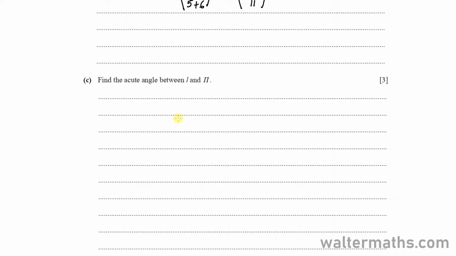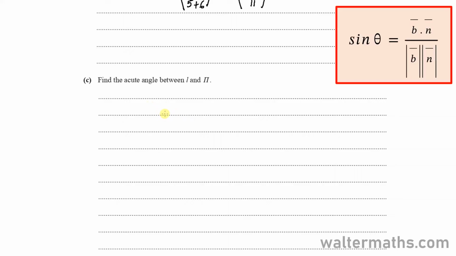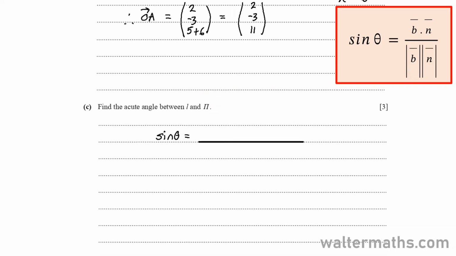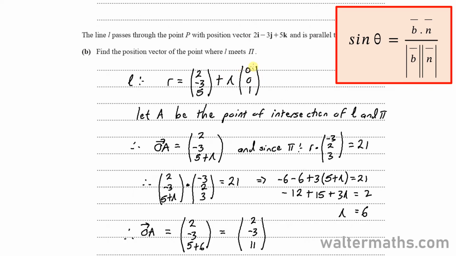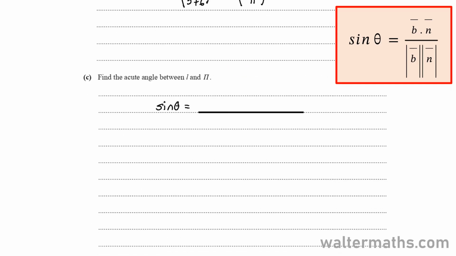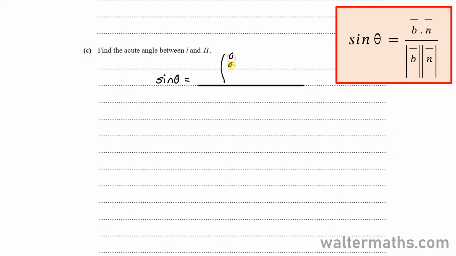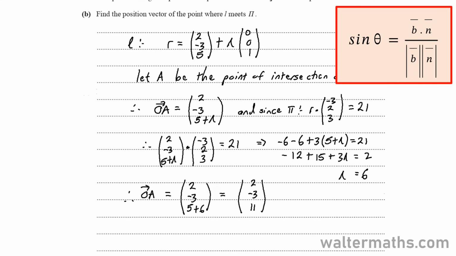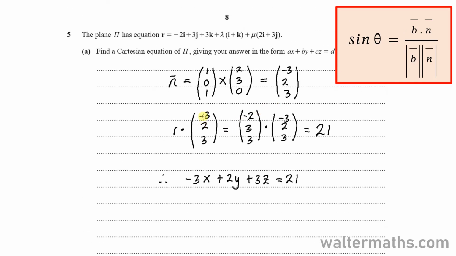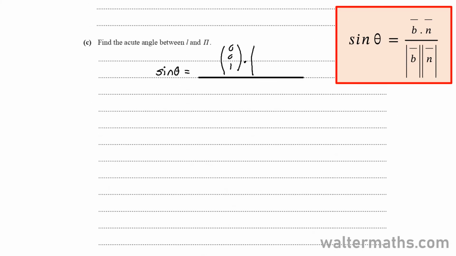Now, to get the acute angle between the line and the plane, we will use this formula here, such that sine theta will be equal to the dot product of b, that's the direction vector of the line, which is 0, 0, 1, and n, which is the normal to the plane, which we got to be minus 3, 2, 3.